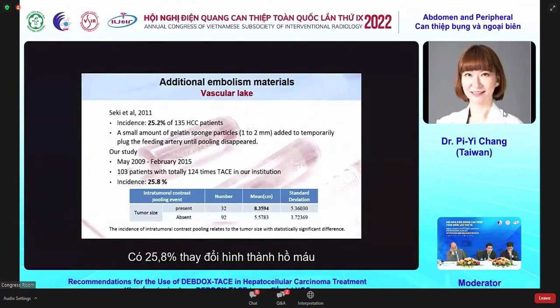It's 25.8% chance of vascular lake formation. But I analyzed the data and found out the relationship between the tumor size and the incidence of vascular lake formation. So larger tumors have greater incidence of vascular lake formation. You can see tumors with a mean of 8.3 centimeters have vascular lake formed.